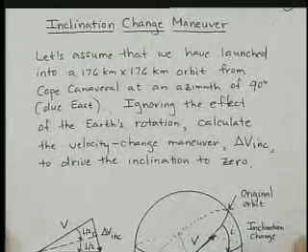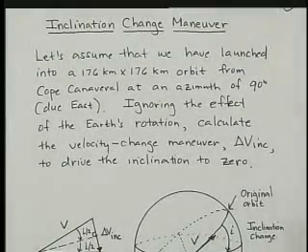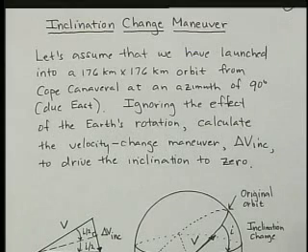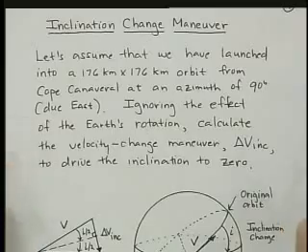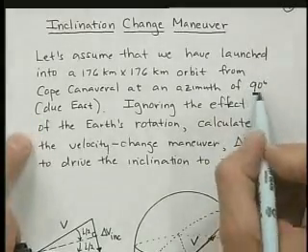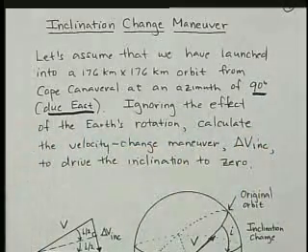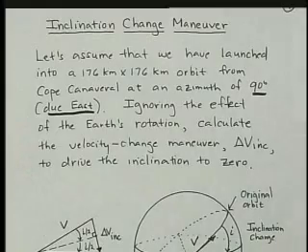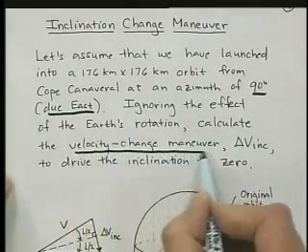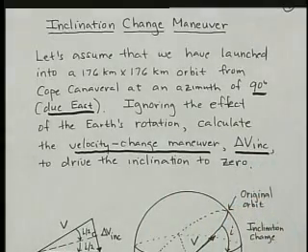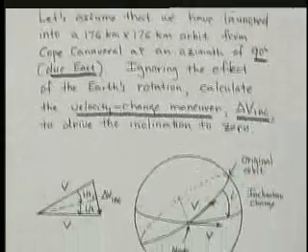Now we'll consider inclination change maneuvers. Let's assume that we've already launched into a 176 kilometer circular orbit from the Cape, and we launched at an azimuth of 90 degrees, so we are due east, and again ignoring the effect of Earth's rotation. Let's calculate the velocity change maneuver, which I'll call delta V inc, to drive the inclination to 0.